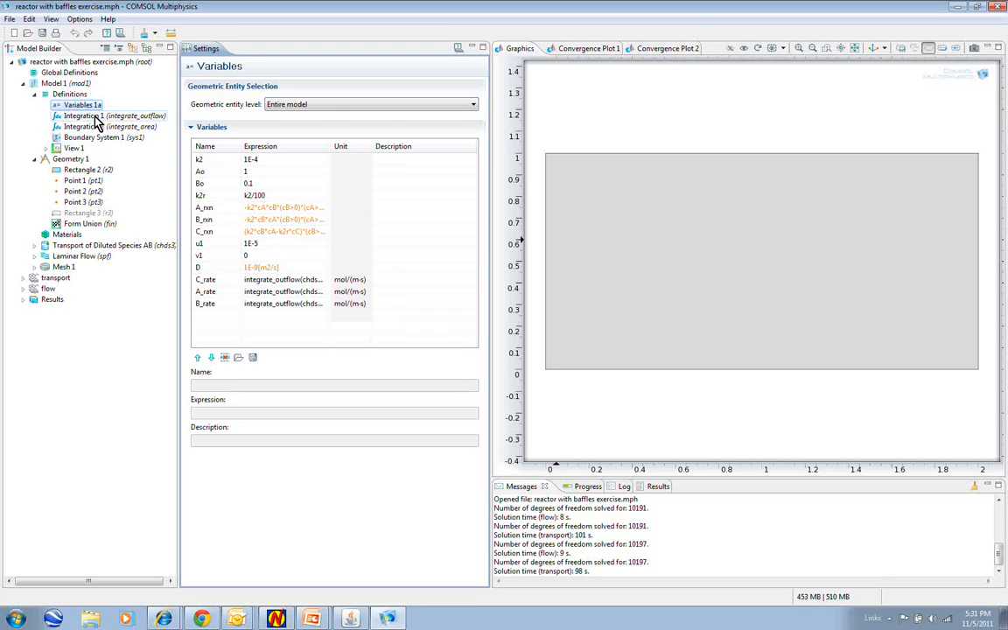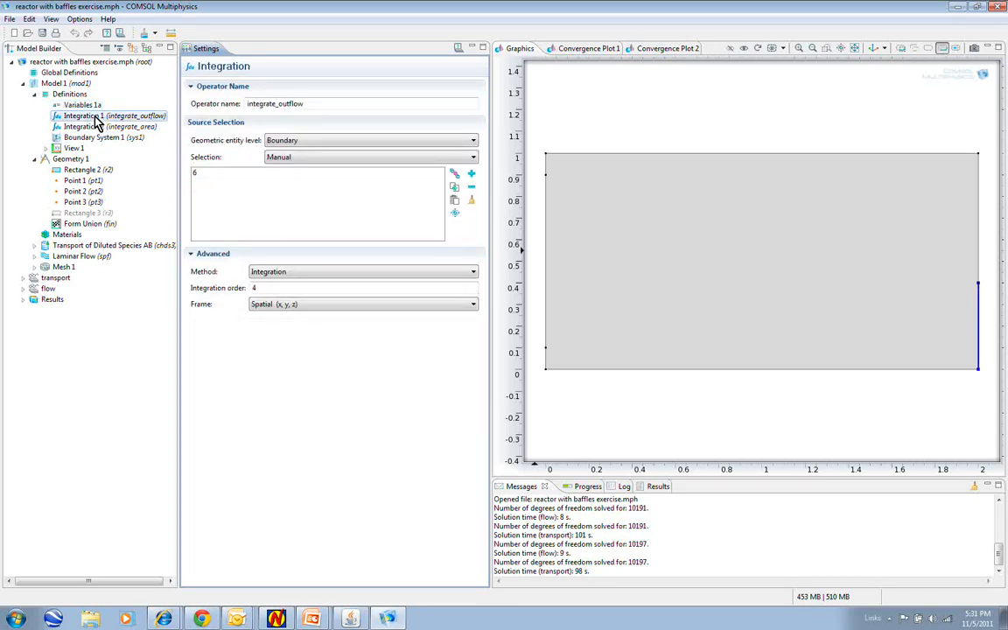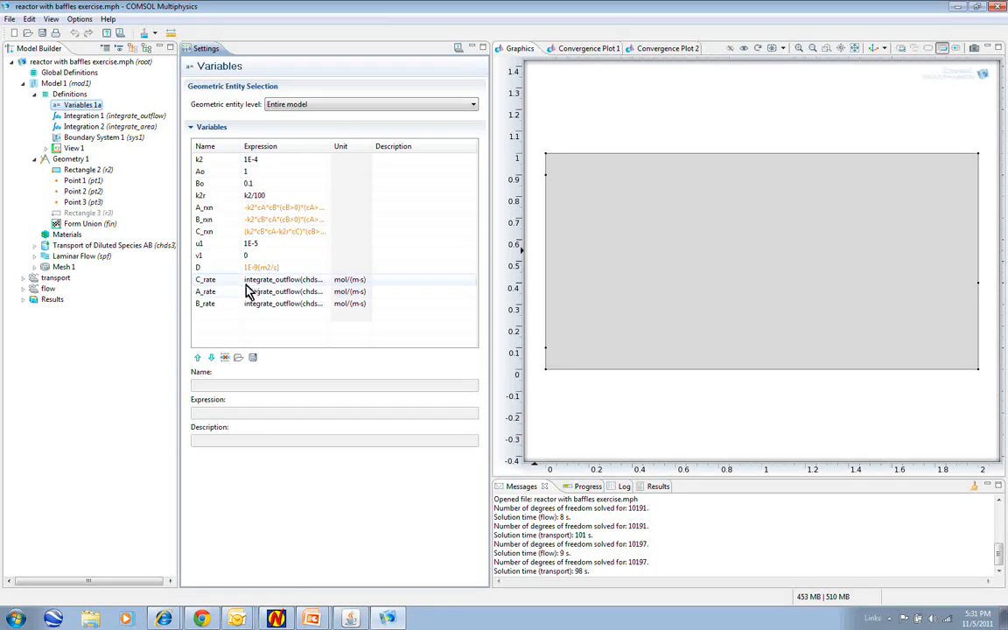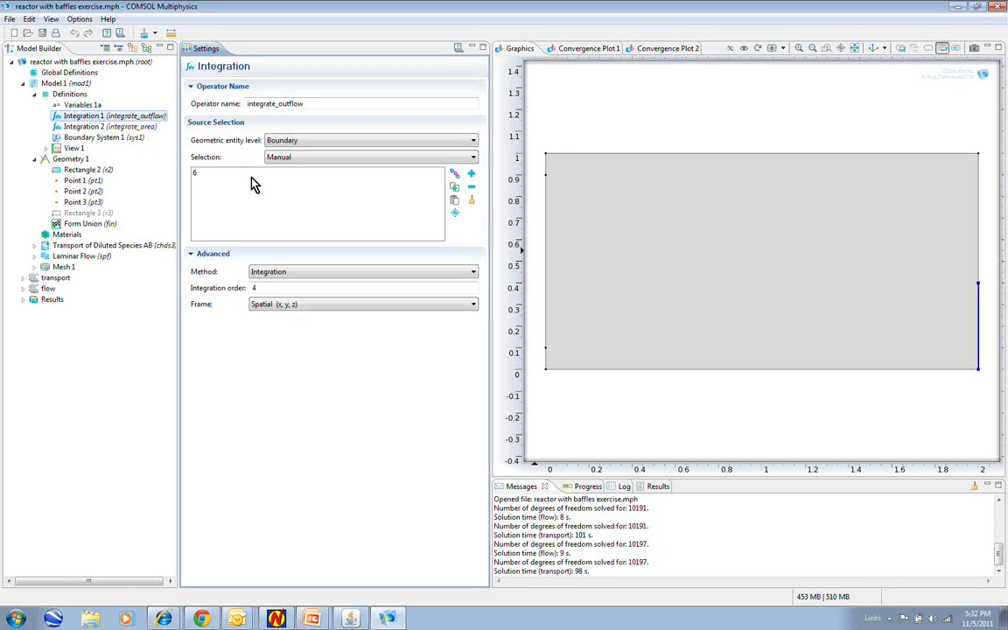You'll have to go and set up this integration function, and in order for these variables to work, you have to have something that's called integrate outflow, all lowercase. And so here's integrate outflow. It's an integration across a boundary, and it's that boundary, number 6. And it's called integrate outflow. That's all there is to it to set that up. Okay, so we can take a look. I think everything else is fairly obvious.